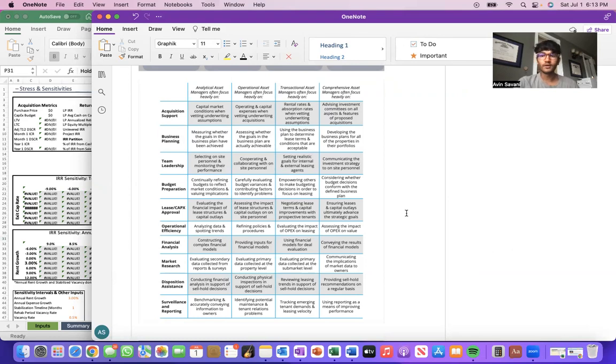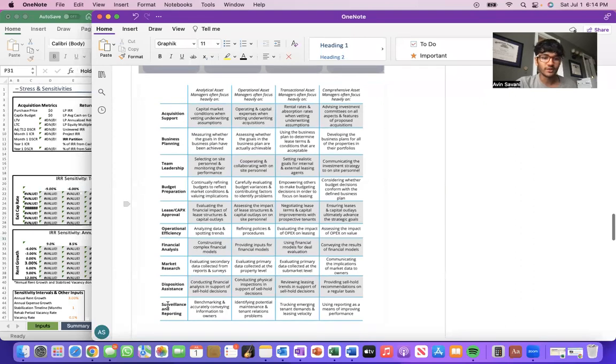So 4 different types, which I thought was a cool way to lay out the roles and responsibilities, right? And this is a source from the Institute of Real Estate Management, but it's really just going through all the different roles and responsibilities and how each and every one of these types of asset managers addresses them, right?